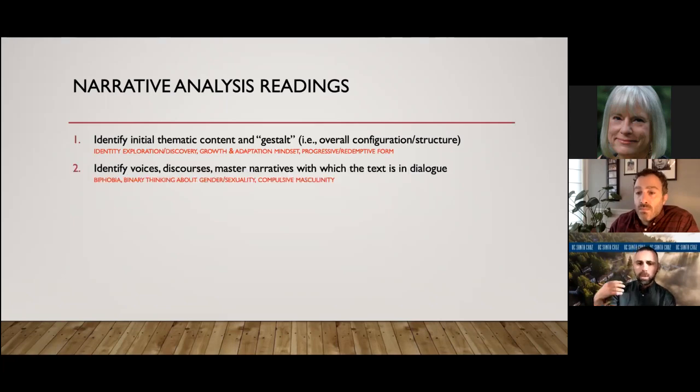So at this point, we're mainly flagging thematic content, but we're not getting into developing big themes within the person. The second reading involves a reading for voices, discourses, and master narratives with which the text is in dialogue. So this is almost akin to some forms of discourse analysis.